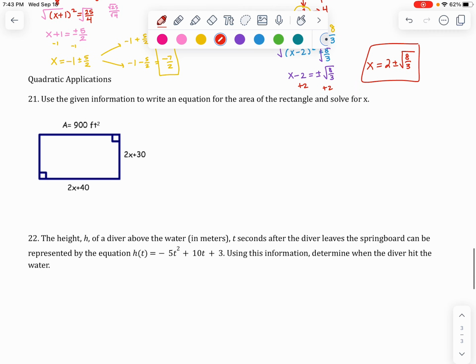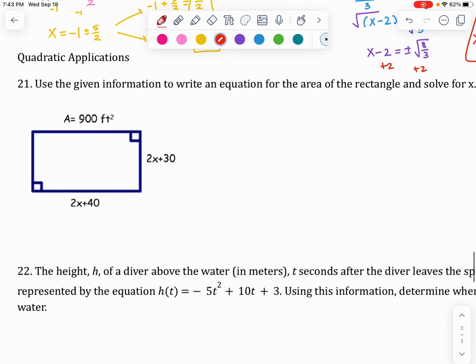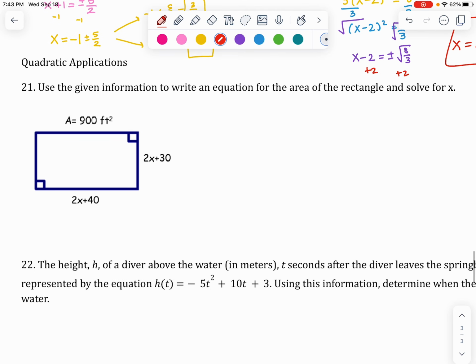The last 2 questions are word problems. 21 says, use the given information to write an equation for the area of a rectangle and solve for x. Remember, the area of a rectangle is length times width. So here I have area, I have length, and I have width. I'm going to plug them in. So 900 equals length is 2x plus 30, and width is 2x plus 40.